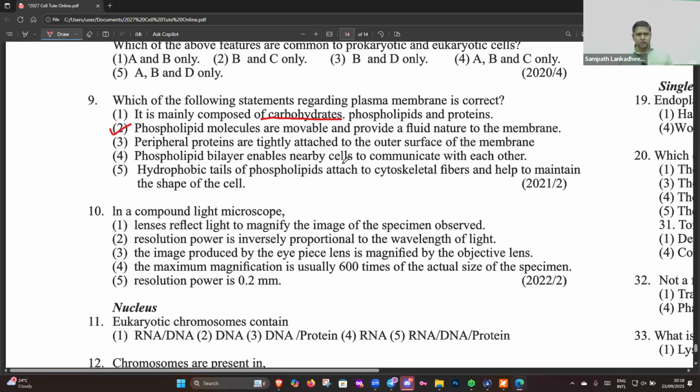Peripheral proteins are tightly attached? They can be loosely bound to the surface. Then, phospholipid bilayer enables the nearby cells to communicate with each other. Not the phospholipid bilayer; some of the proteins allow the cells to communicate with nearby cells. Hydrophobic tails of phospholipids attach to cytoskeletal fibers and help to maintain the shape of the cell. We didn't discuss anything like that. Wrong. So we'll take the second as the answer.